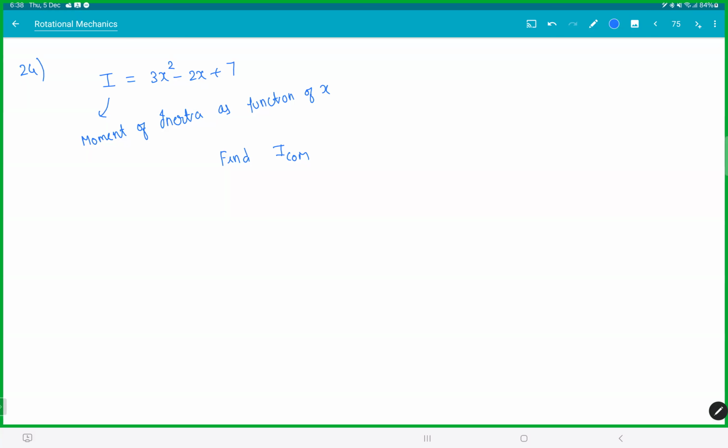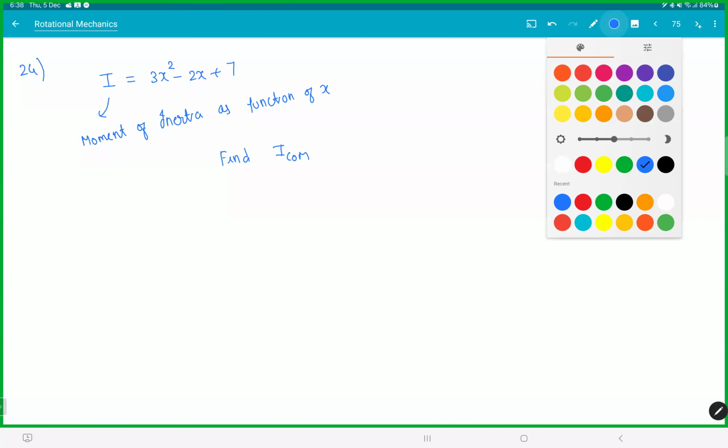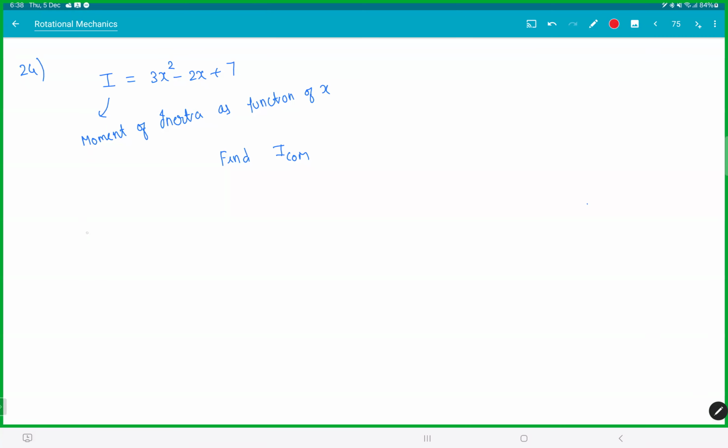Now, what is the idea here? The idea is, remember, we made a statement, the moment of inertia is minimum about the center of mass. So indirectly, I'm asking you to find the minimum value of this function. Moment of inertia about the center of mass is minimum. Therefore, I center of mass is I minimum.